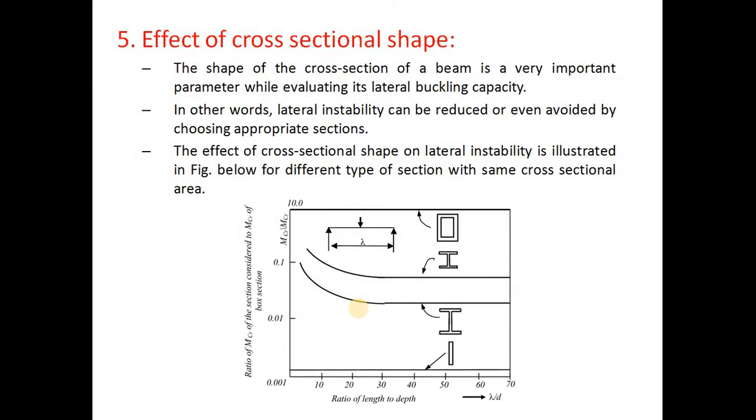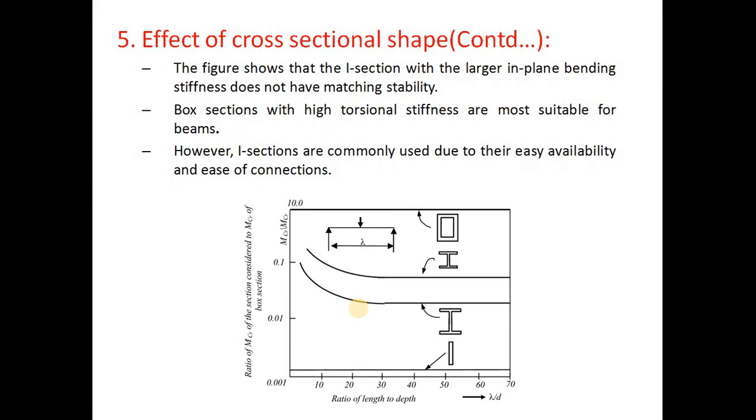Now the next one, the effect of cross-sectional shape. The shape of the cross section of a beam is a very important parameter while evaluating its lateral buckling capacity. In other words, lateral instability can be reduced or even avoided by choosing appropriate cross sections. The effect of cross-sectional shape on the lateral instability is illustrated below in this figure. We'll explain this figure.